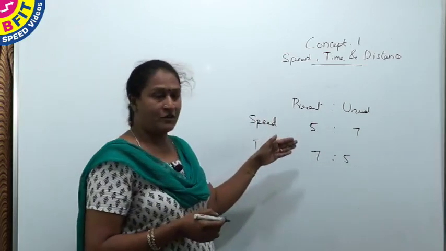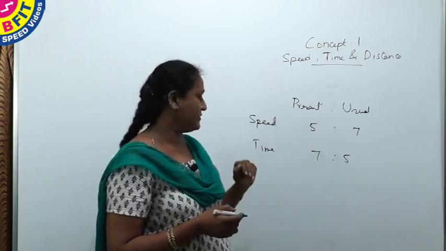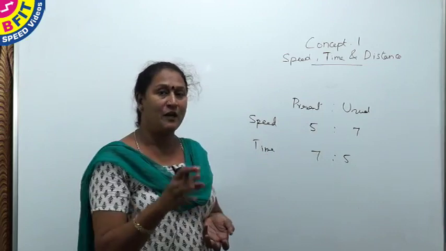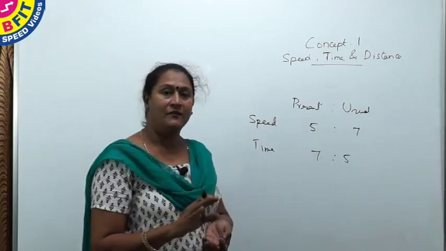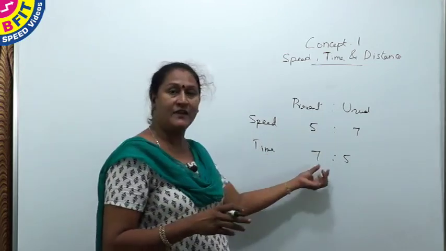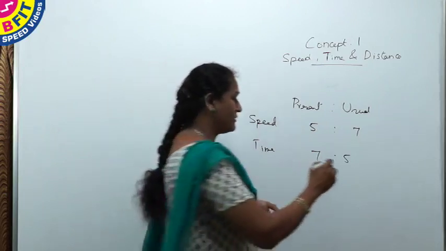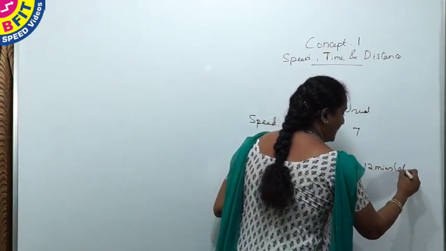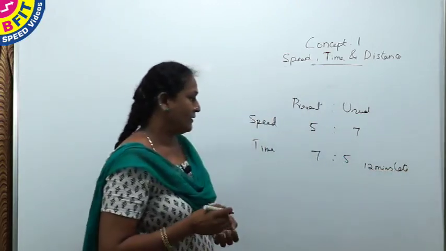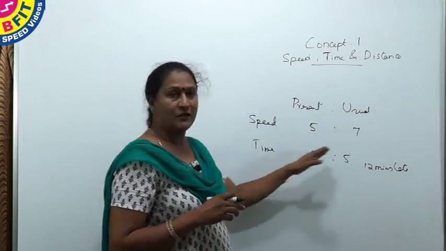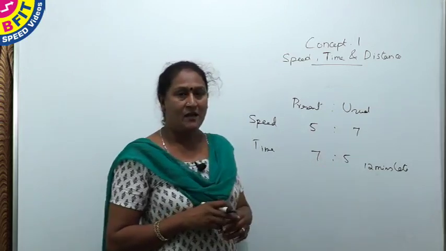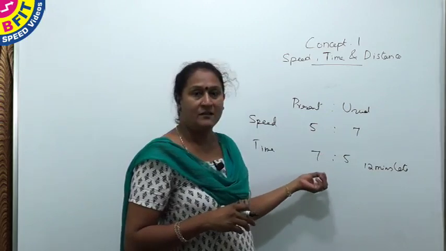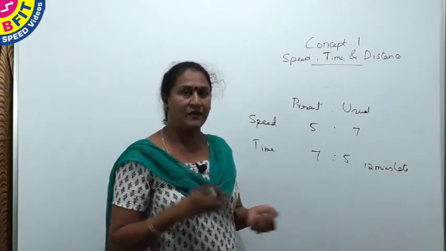So when the speed ratio was 5:7, the time taken ratio is 7:5, and they have given 12 minutes late. Whenever they give late or early, it is the difference in time taken. So in this question, it is given that it is 12 minutes late. So the difference between the present time and the usual time is 12 minutes, and we'll check what the difference in parts is. Here the difference in parts is 2 parts, 7 minus 5.